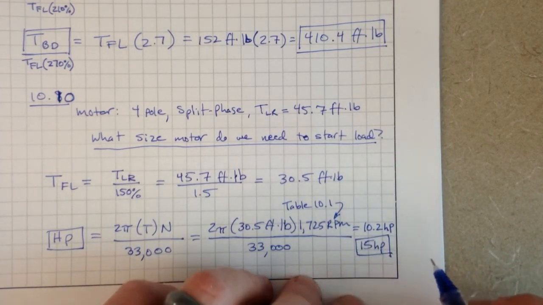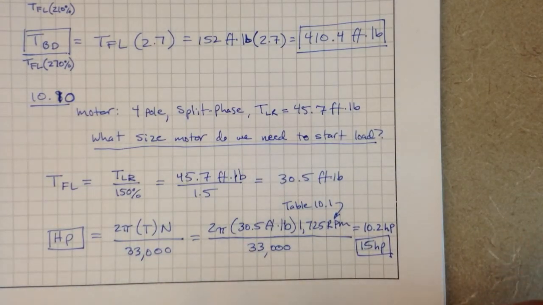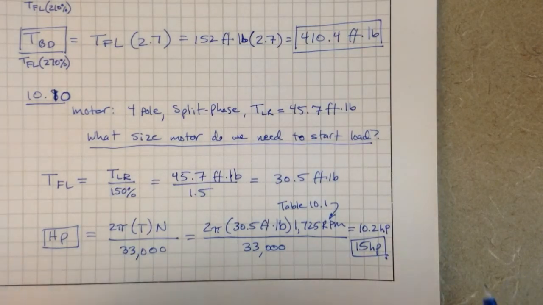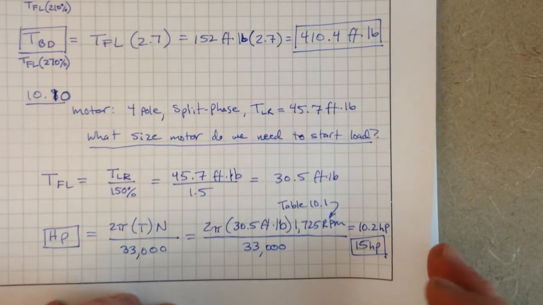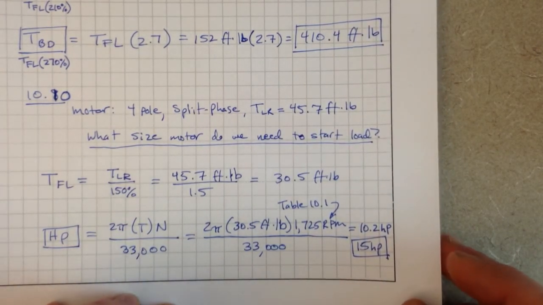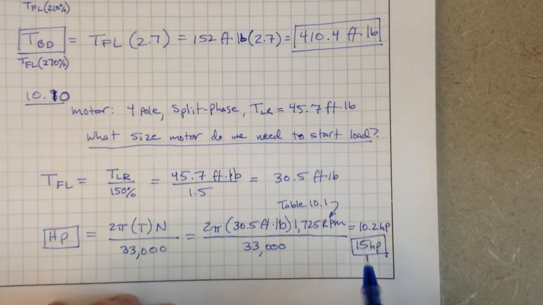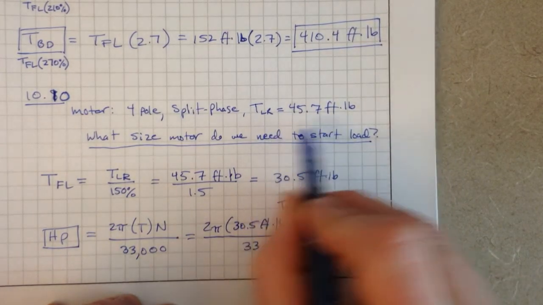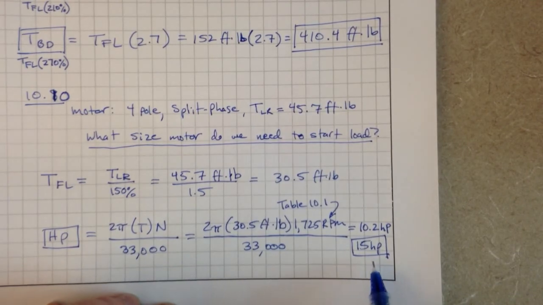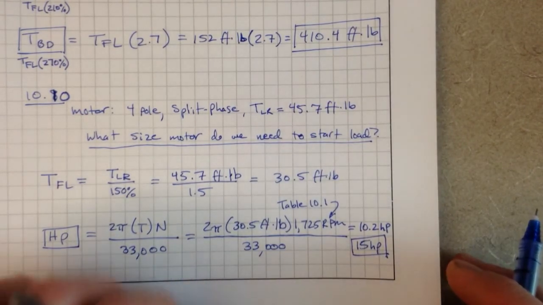So if you look at Grainger and you look at the motors, they're going to go 10, 15, 20, 25 kind of thing. Below 10, they're going to be 7, 7.5, a little more graduations below 10. But above 10, it's larger horsepower in between. So that's how we would find the horsepower of the motor we would need to start this load. Okay, and then we would just pick the one that's the next largest.